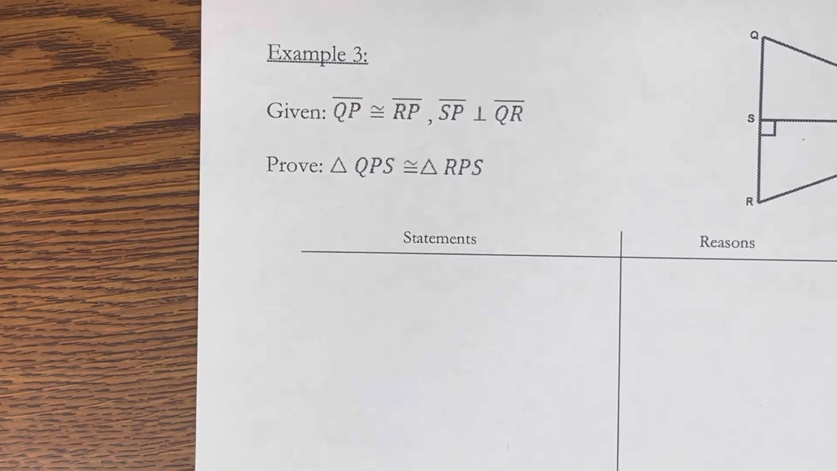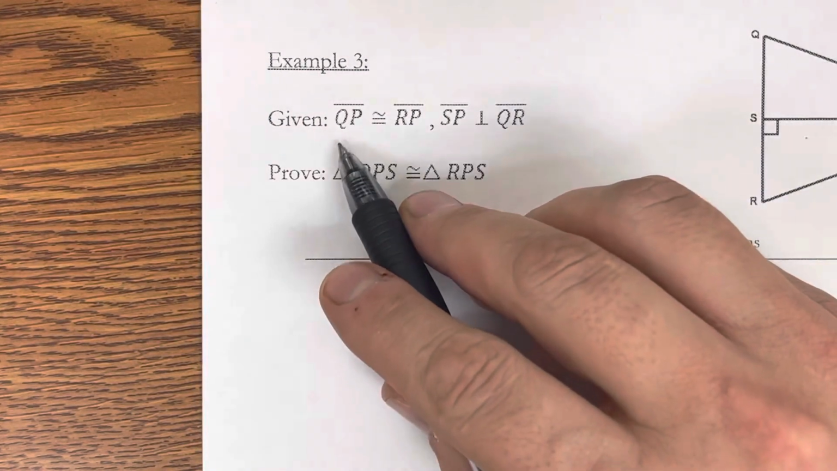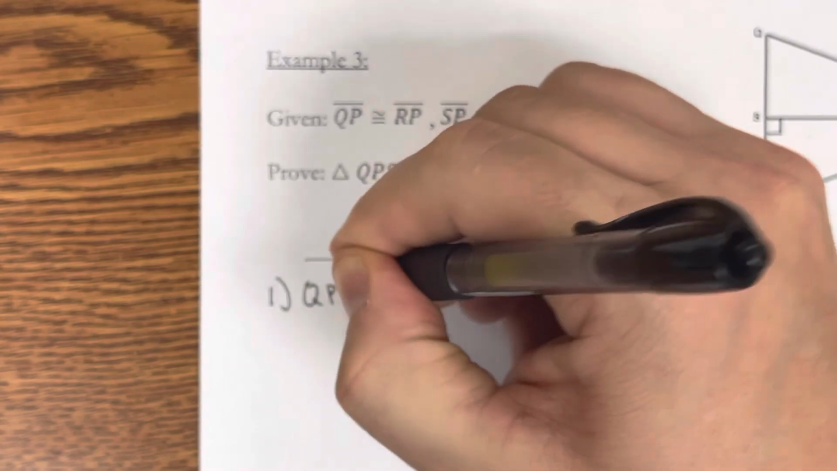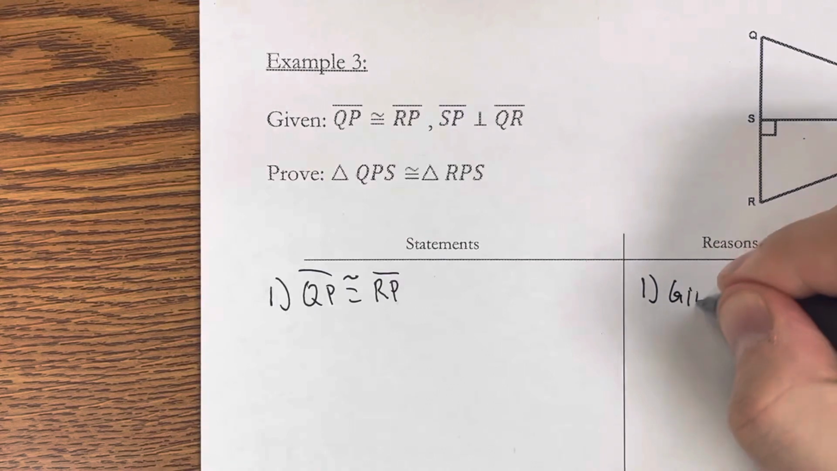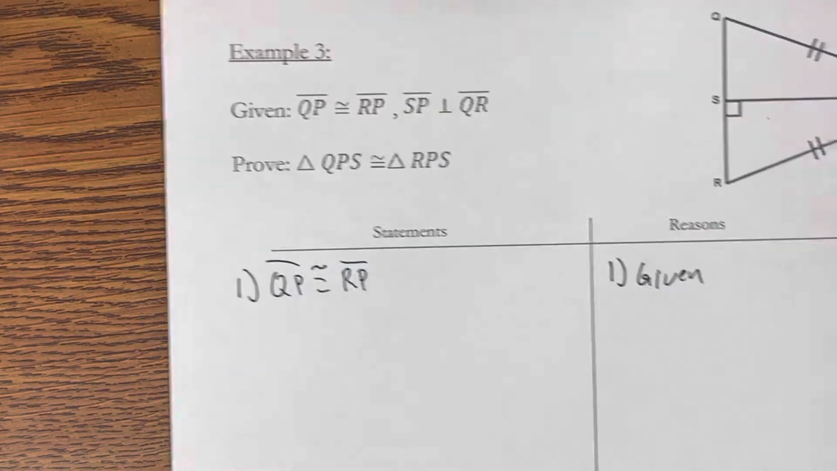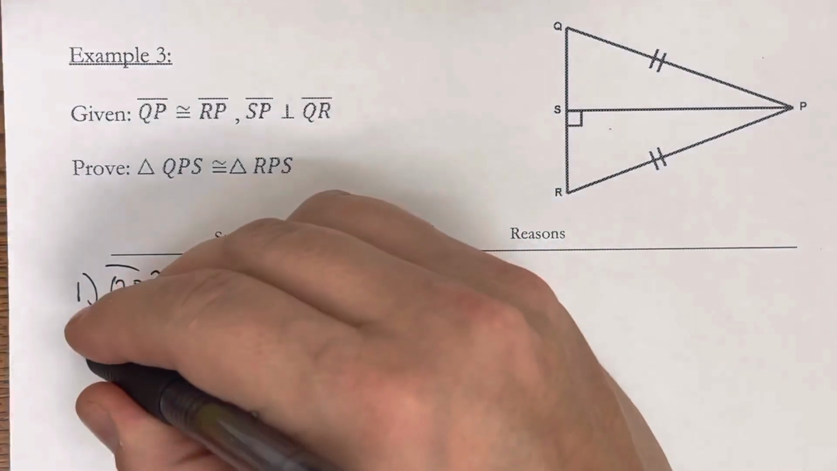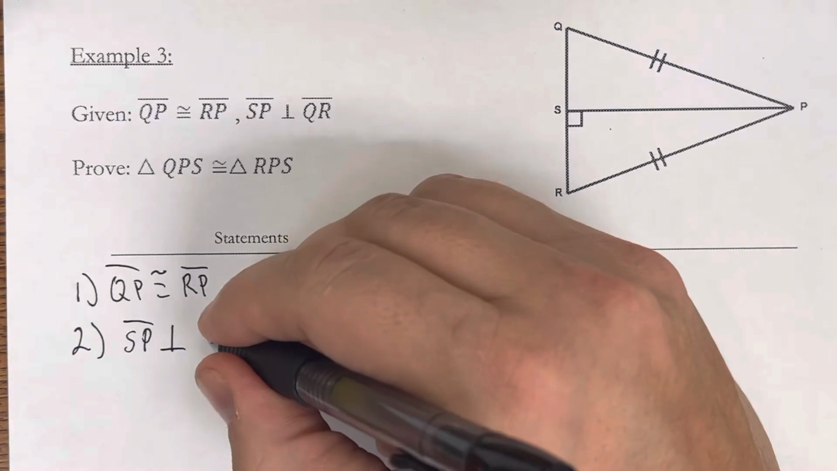Let's see what we got. So step number 1. Start with our given. QP is congruent to RP. And that is already marked. The tick marks are there. QP and RP have 2 ticks, so we're good there. Step number 2 on the given is that SP is perpendicular to QR.